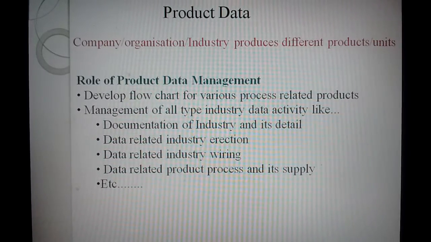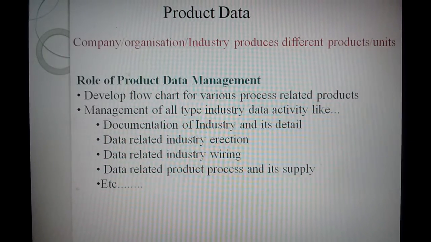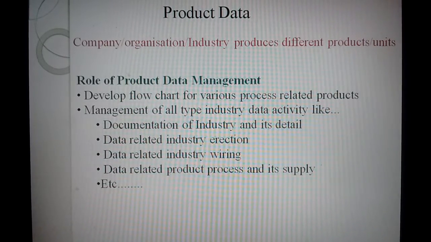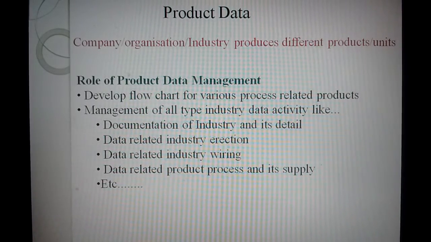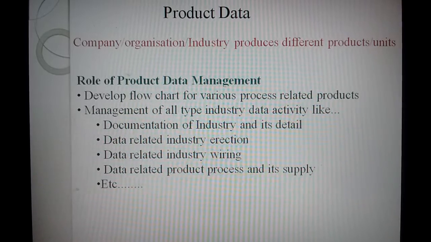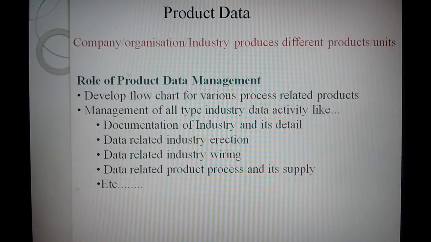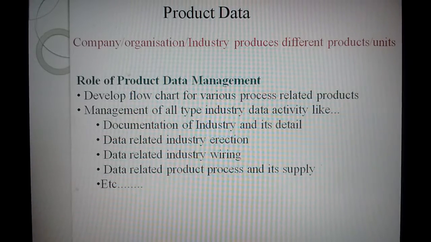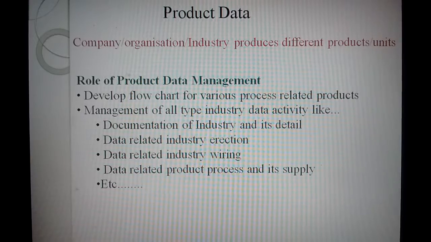Then the data related to the product process and its supply. From the initial concept of the product, development of the product, manufacturing of the product, then the different processes, rules and regulations used in the products, and its supply. These are all product data. A number of industries have already developed some products, and you need to develop that data for the user ends.